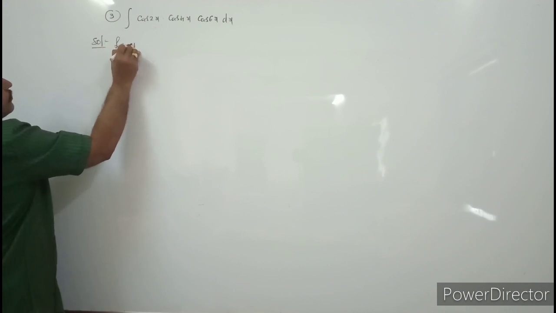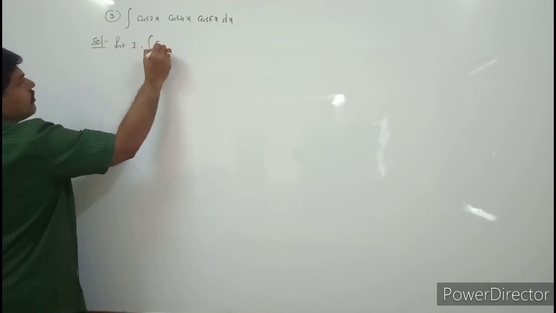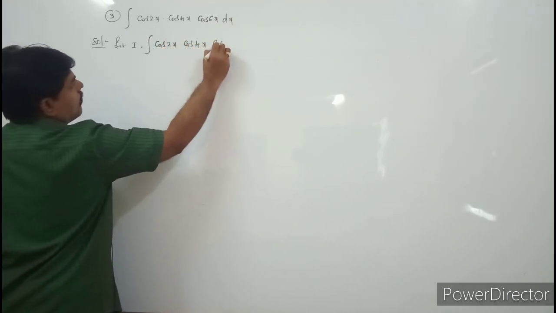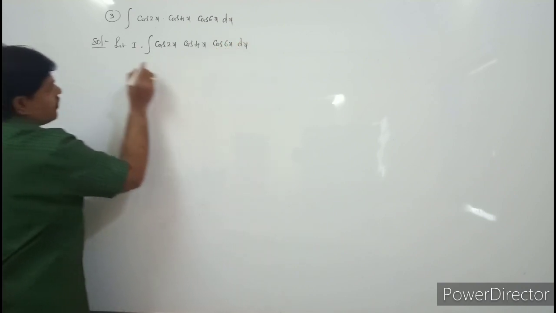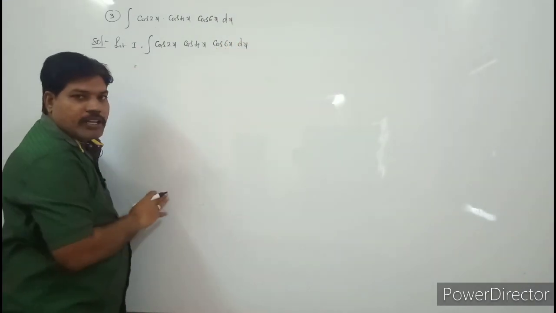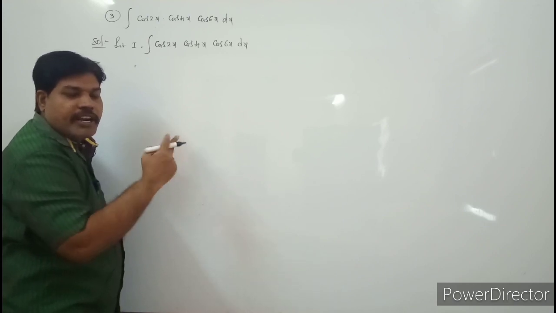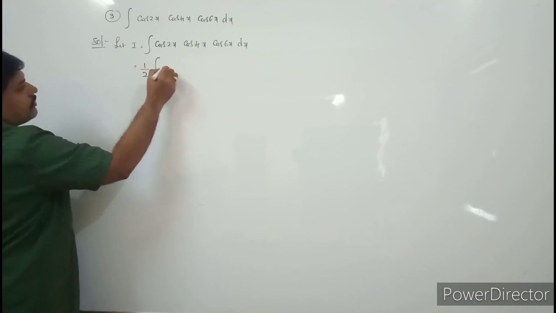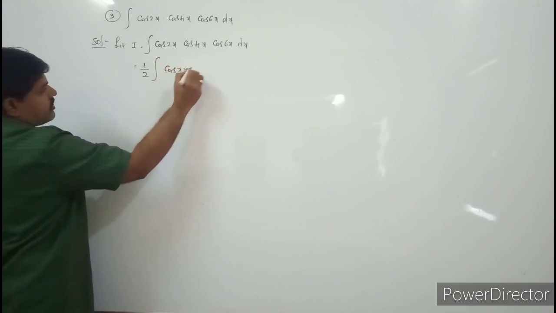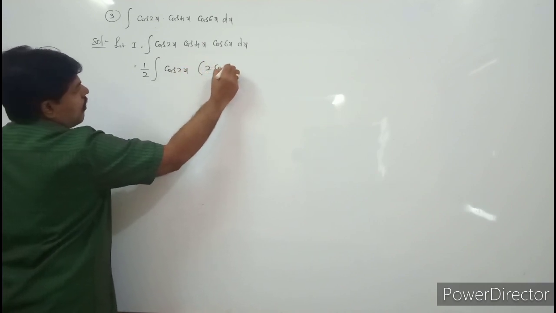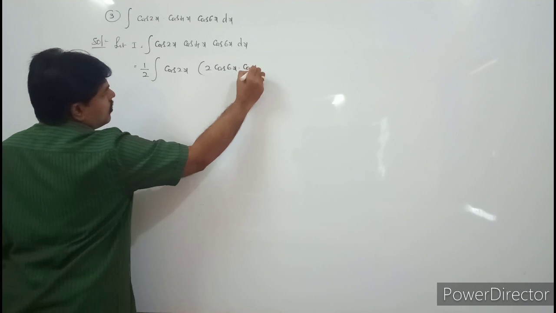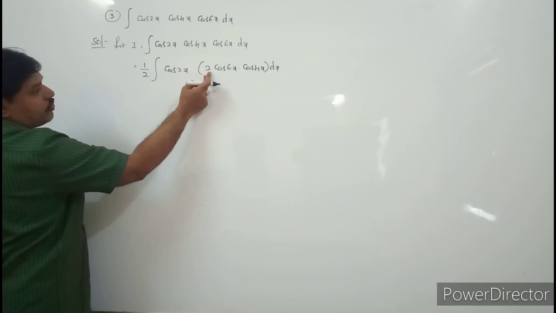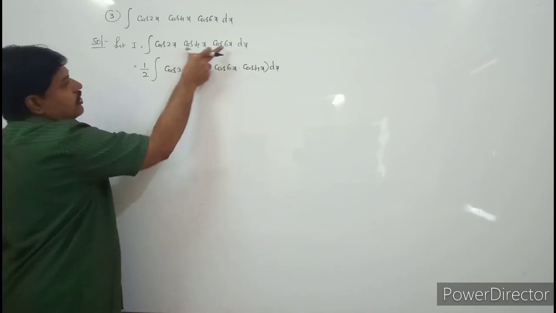Let I be equal to the integral of cos 2x, cos 4x, cos 6x into dx. If you want to apply the transformation formula, you need to multiply and divide with 2. So what happens? 1 by 2 into the integral of cos 2x into 2 cos 6x into cos 4x into dx. I multiplied and divided with 2 and am applying the transformation formula for these two terms.